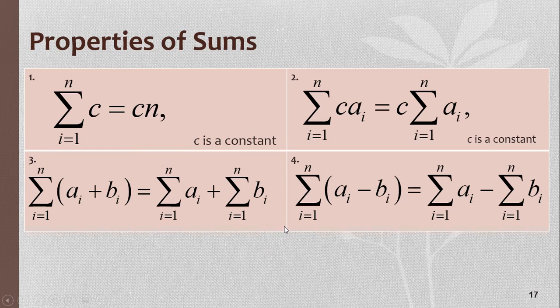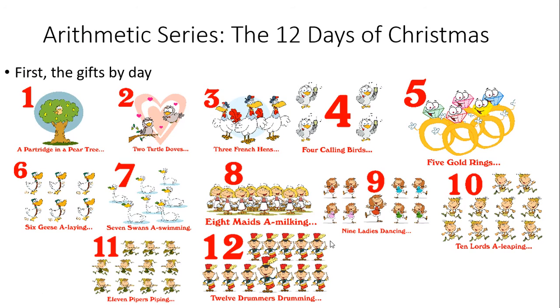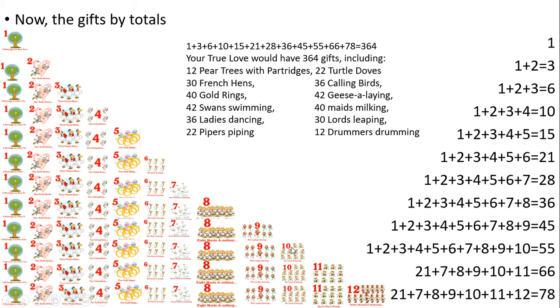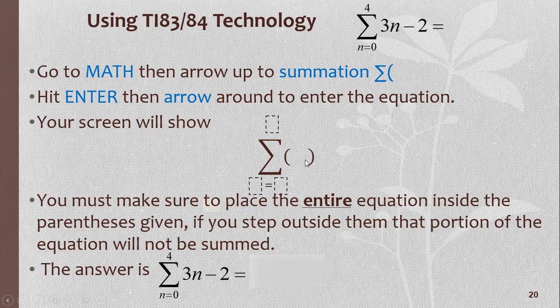Here are some properties of sums. I'm not going to make you memorize those, but you might want to keep this slide handy if you need it. And here was an example of the 12 days of Christmas. How many different gifts did the guy give to his true love? We're not going to go through that right now, but if we figured it all out, it turns out to be 364 gifts. There they all are.